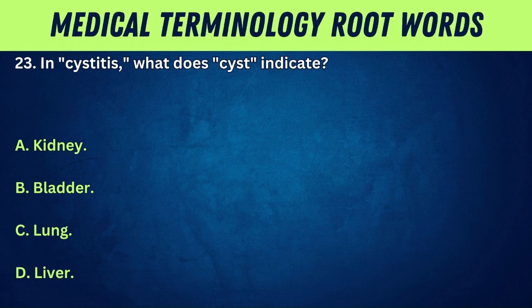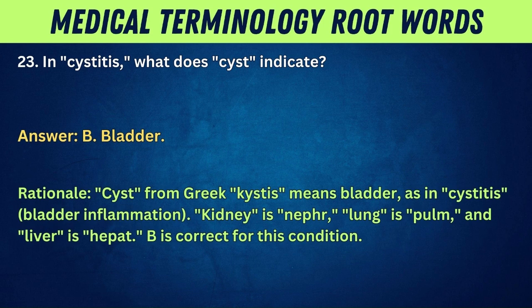23. In cystitis, what does cyst indicate? A. Kidney. B. Bladder. C. Lung. D. Liver. Answer: B. Bladder. Rationale: cyst from Greek kystis means bladder, as in cystitis, bladder inflammation. Kidney is nephr, lung is pulm, and liver is hepat. B is correct for this condition.